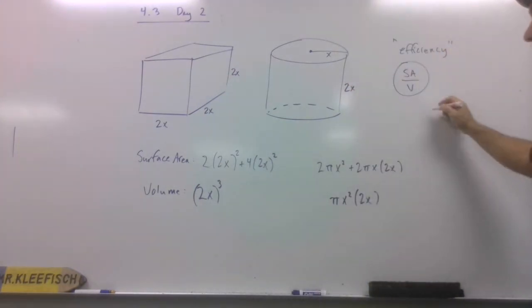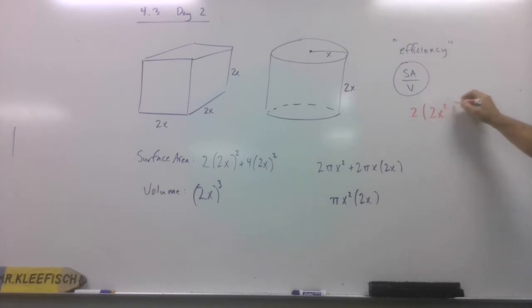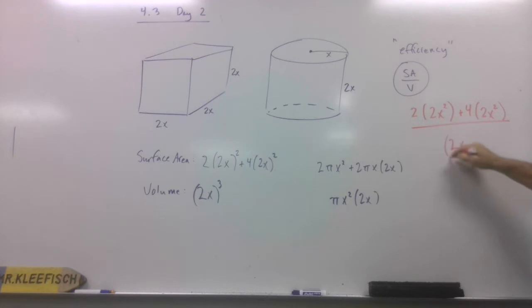But we're just going to go with it. So 2 times 2x squared. Am I getting off the board here? Not quite. Plus 4 times 2x squared. All right? And that's all divided by 2x, and that's cubed. Okay. Yeah, there's a lot going on here.